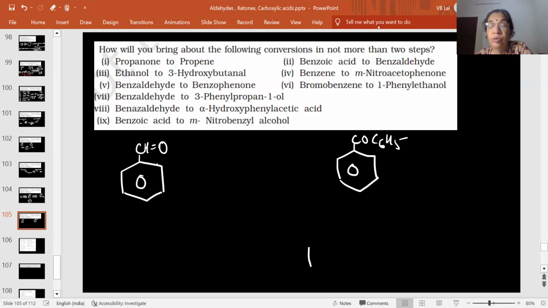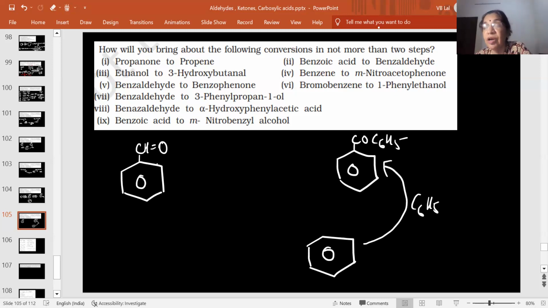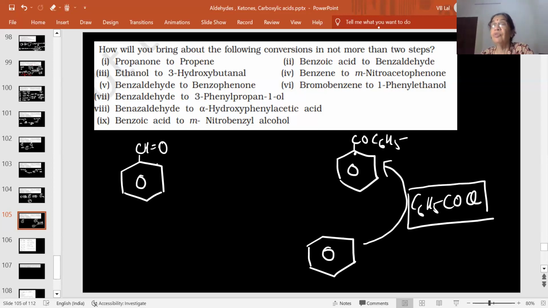Sometimes you start going backwards. If I have benzene with C6H5COCl, this is acylation. One H from the benzene will be removed and COC6H5 will come onto the benzene ring. That is what we want, so I need to get benzene.